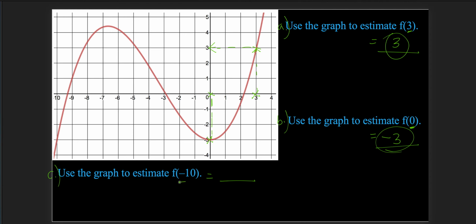Now this one says f of negative 10, so we go to negative 10 on the x-axis and see where that hits our graph, which is right here. And we're going to read where that is on the y-axis, and that happens to be negative 3. So the answer is negative 3.